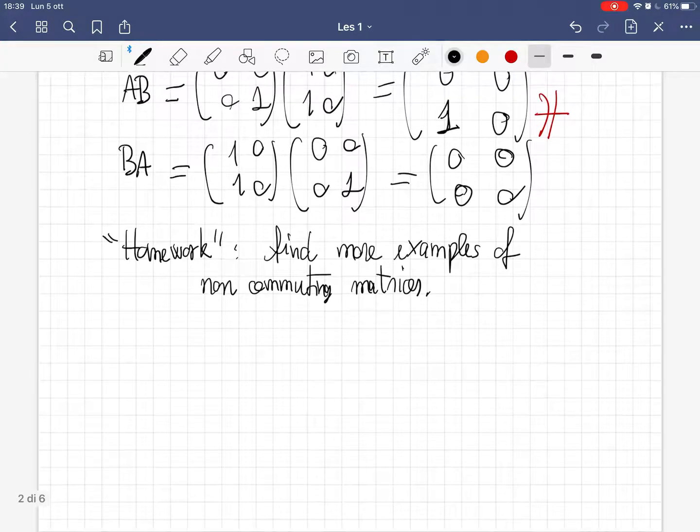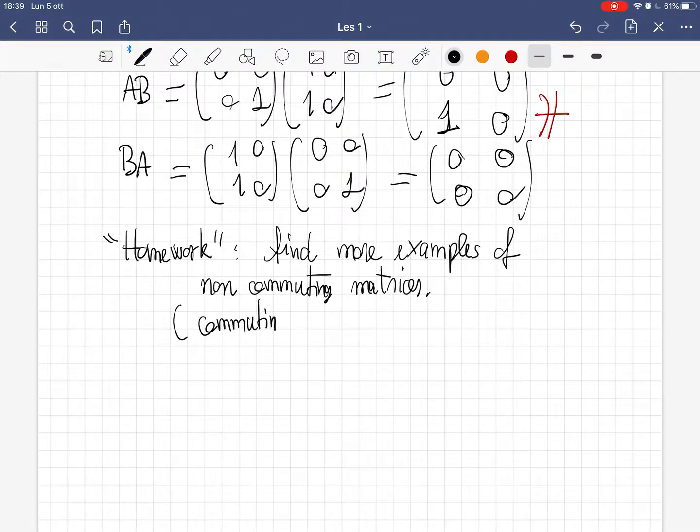Just think about it, and also, if you want, of commuting also. Just to make you a little bit more accustomed to this language. Okay, that was the other one.